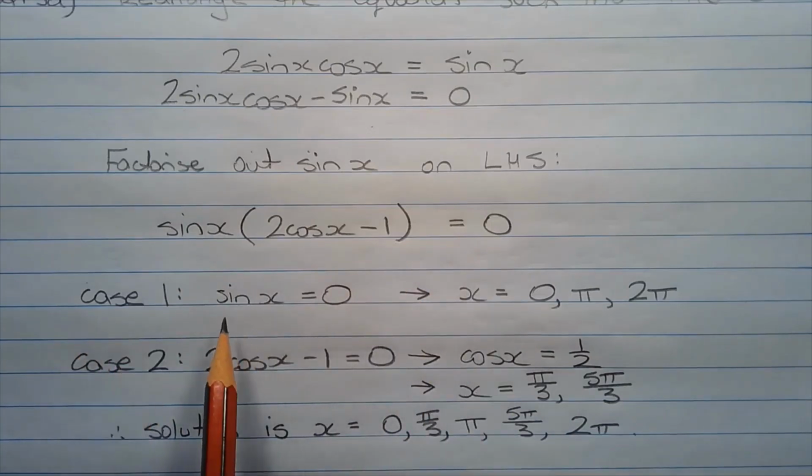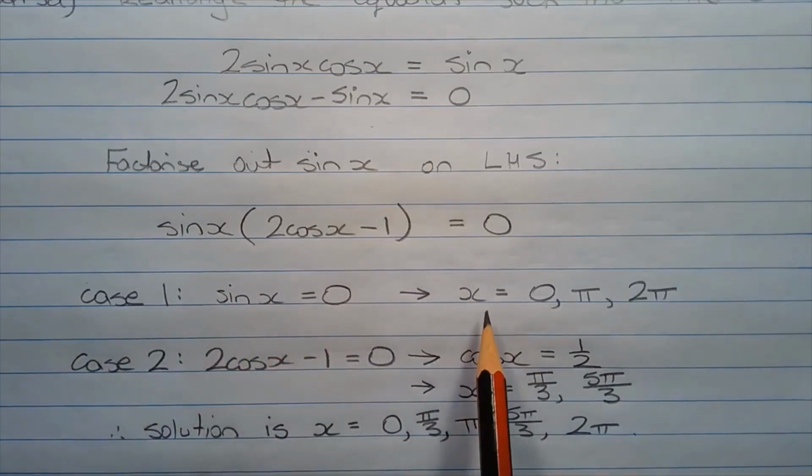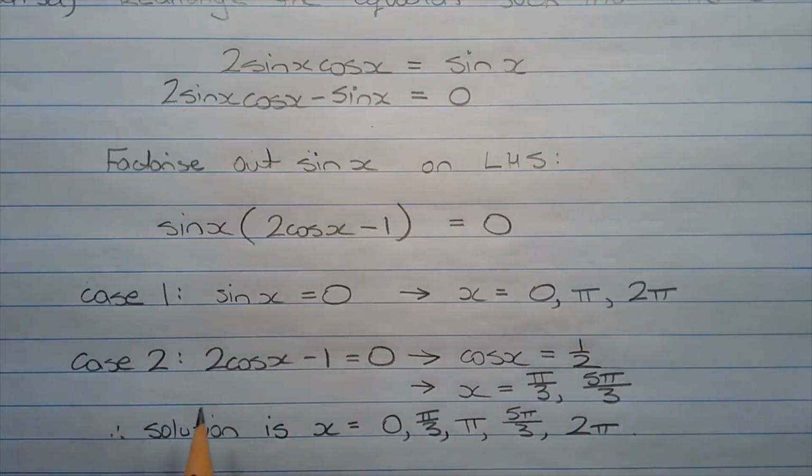So case 1, sine x equals 0, we have x equals 0, pi or 2 pi. And for case 2, we have 2 cos x minus 1 equals 0. Rearranging this equation, we have cos x equals half, which means x equals pi over 3 or 5 pi over 3. Combining all those solutions together, we have the solution is x equals 0, pi over 3, pi, 5 pi over 3, or 2 pi.